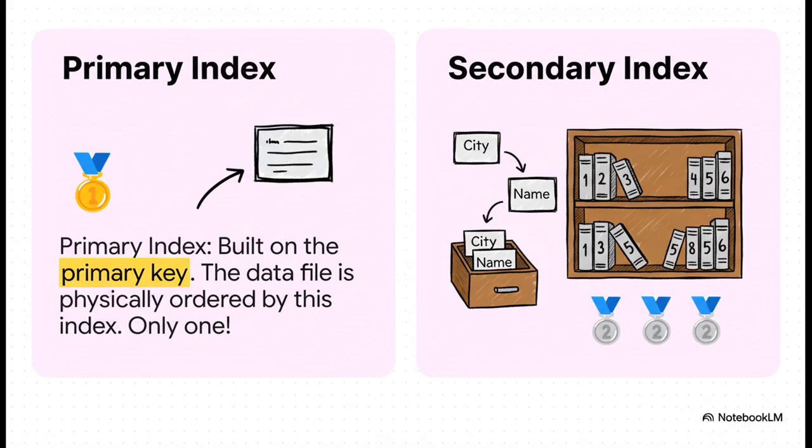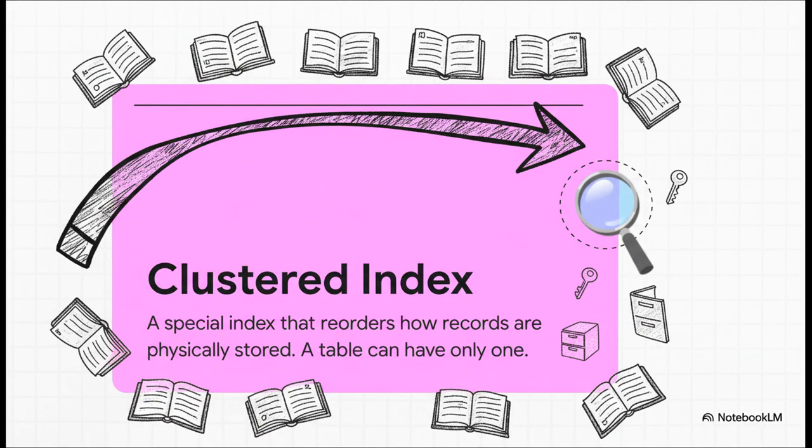These give you a lot more freedom. You can build them on other columns, like student name or city, to make searches on those fields faster too. And you can have a bunch of these. This leads us perfectly to the idea of a clustered index.